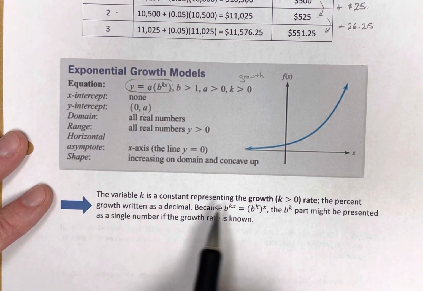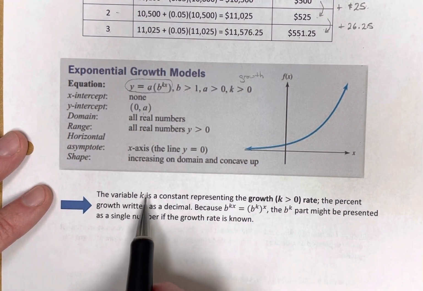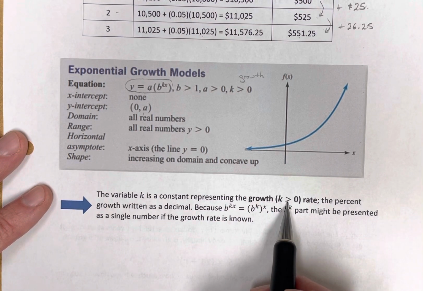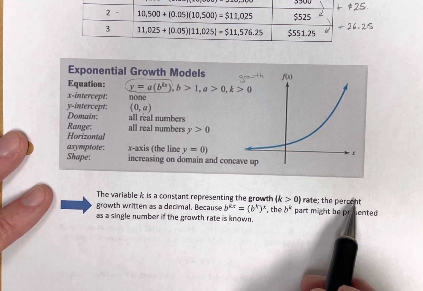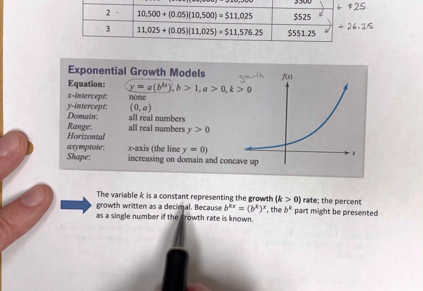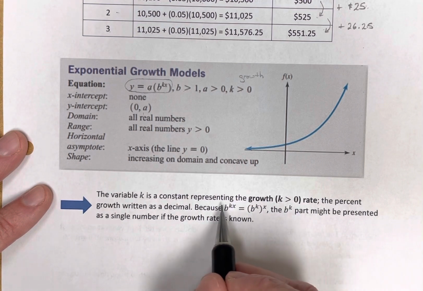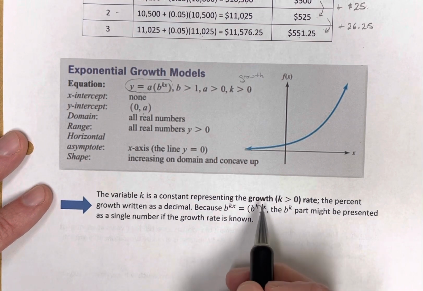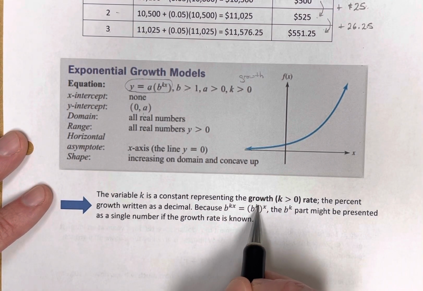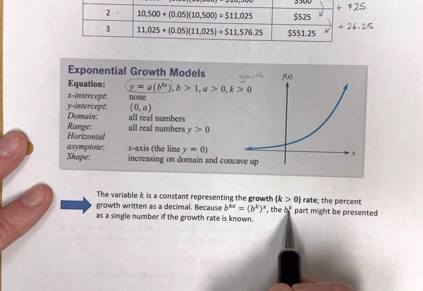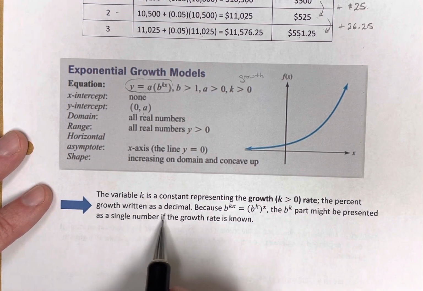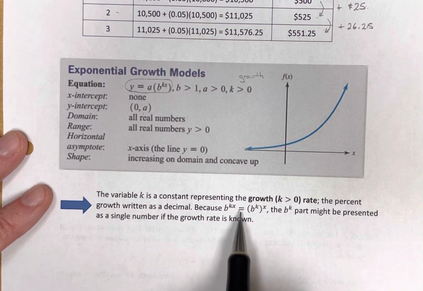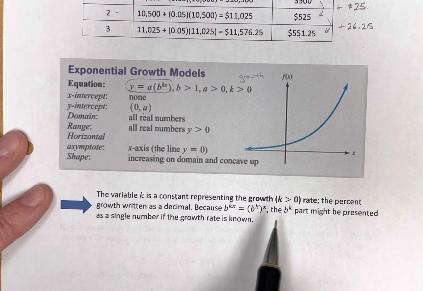Here's the kicker to this, and we'll do some examples later on that work with this. The variable k is a constant. It represents the growth. Again, because it's positive, it's the growth rate. It's the percent, written as a decimal. And we know from our exponential rules, b to the kx is equal to b to the k, to the x, because when you have this situation, you multiply your exponents to get to here. So your b to the k might be represented as a single number if we already know the growth rate, for example. We'll just kind of store that, and we'll see how that works with a couple of examples.